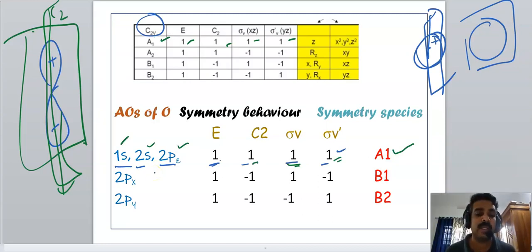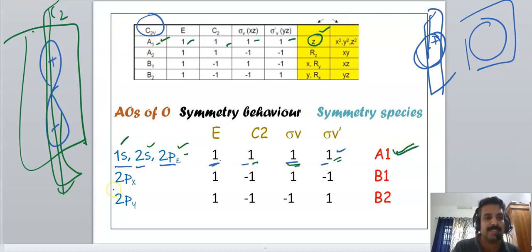Another way, we know that all s orbitals transform as A1. We already studied that all s orbitals transform as the totally symmetric representation. All s orbitals are the basis of the totally symmetric representation, that is A1. And 2pz also, here the z coordinate and the 2pz orbital transform similarly. Therefore, z belongs to A1. So, 2pz belongs to A1.